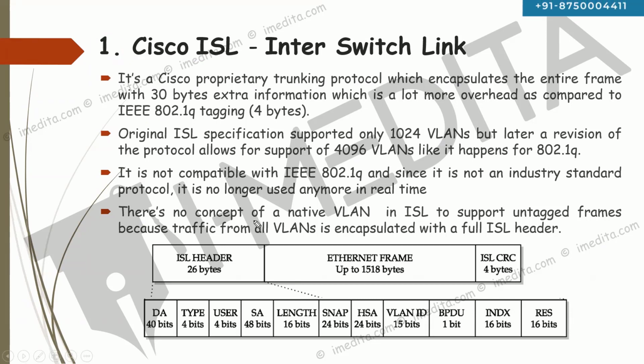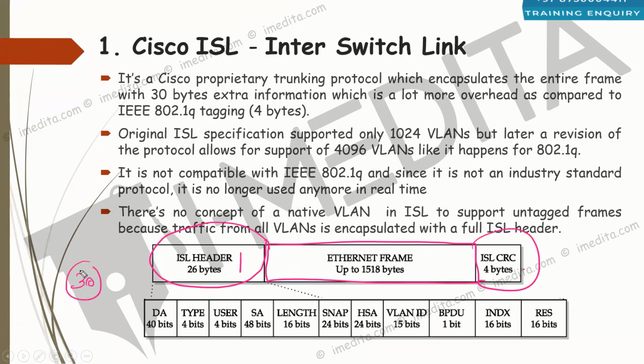So this is your Ethernet frame. This Ethernet frame has an Ethernet header, Ethernet trailer, data, and everything. This is your complete data, the complete Ethernet frame. ISL is going to add a 26 byte long header and a 4 byte long trailer. That is 30 bytes of extra information it is going to add.